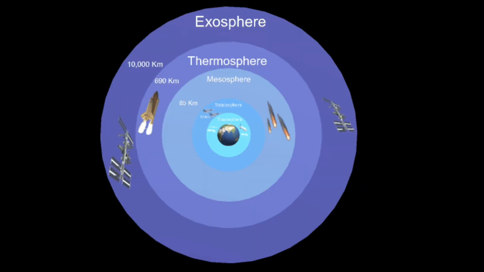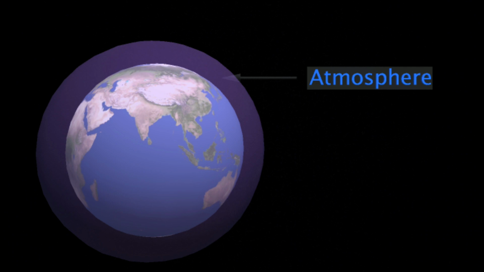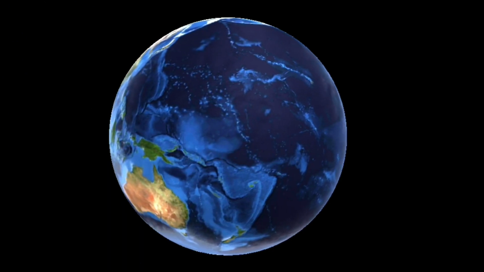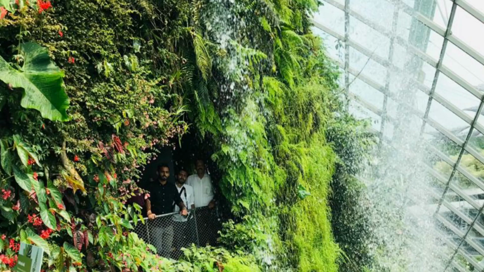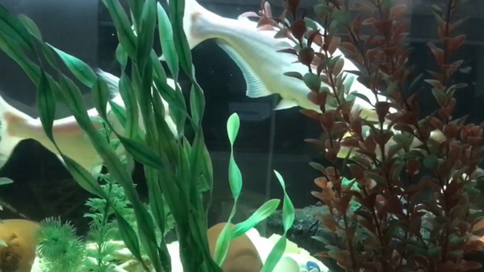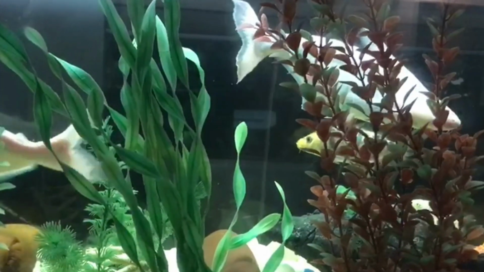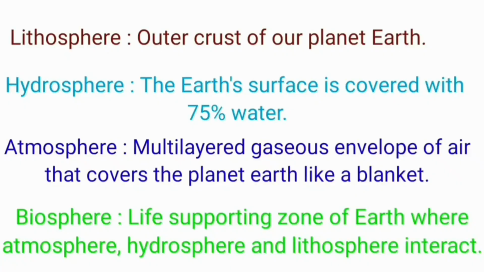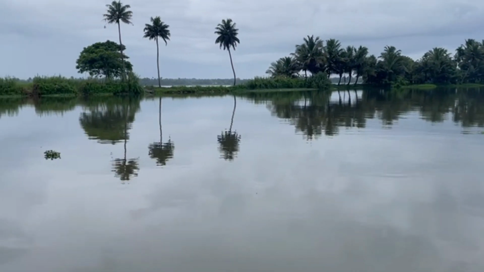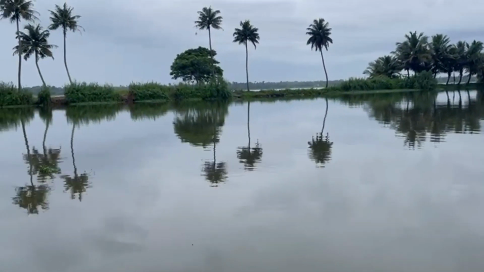Earth consists of different layers: lithosphere, hydrosphere, atmosphere. Lithosphere is the outer crust of our planet Earth, which is called land. So, the land portion of our Earth is the lithosphere. The Earth's surface is covered with 75% of water. This water is found in seas, oceans, rivers, underground water, etc. Earth is known as the blue planet because of the presence of plenty of water.